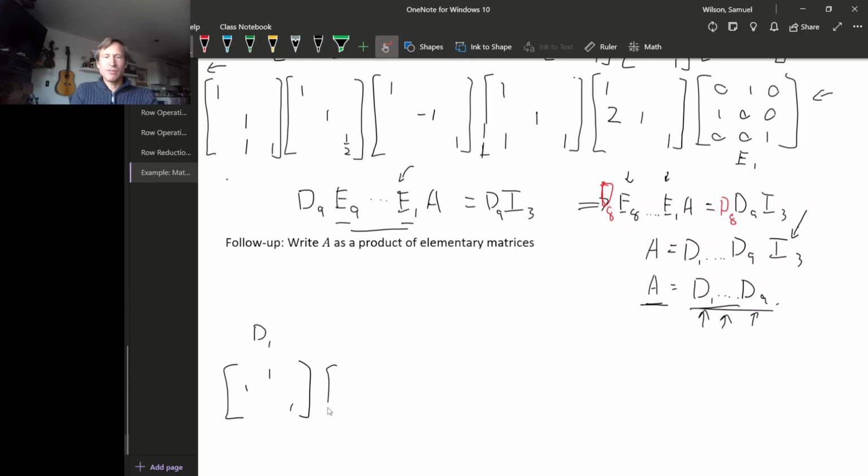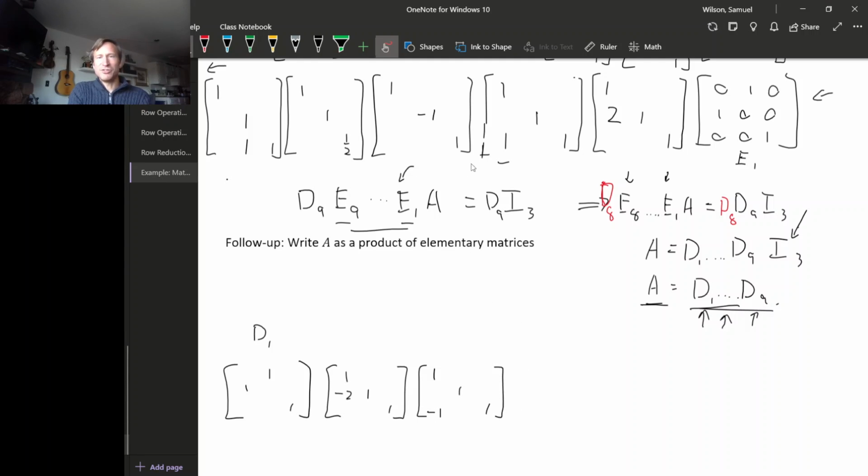And then second row operation, how do you undo adding twice the first row to the second row? Well, you subtract twice the first row from the second row, so a -2 there. 1's down the diagonal. And then for this one, how do you undo adding the first row to the third? You subtract the first row from the third.